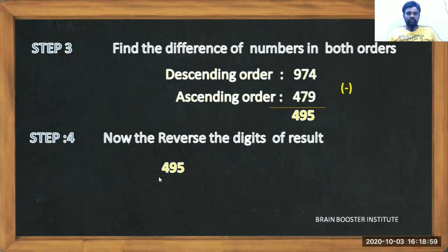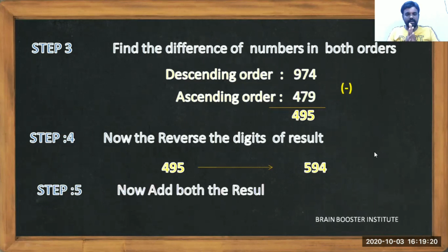See, 495 is the result in step 3. Let us arrange it in reverse order. What do you get? 594. Almost done. I don't want to waste your time. The last step is step 5. Now add both the results, the step 3 result and the step 4 result. Have you understood? We are going to add the step 3 result and the step 4 result.